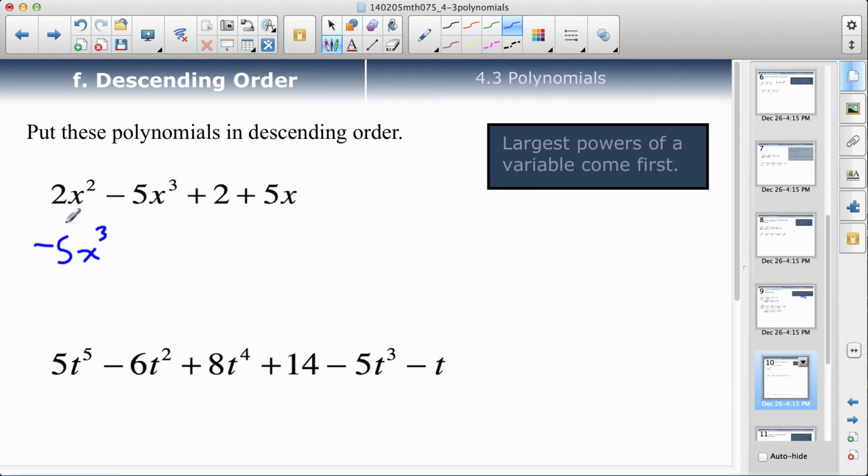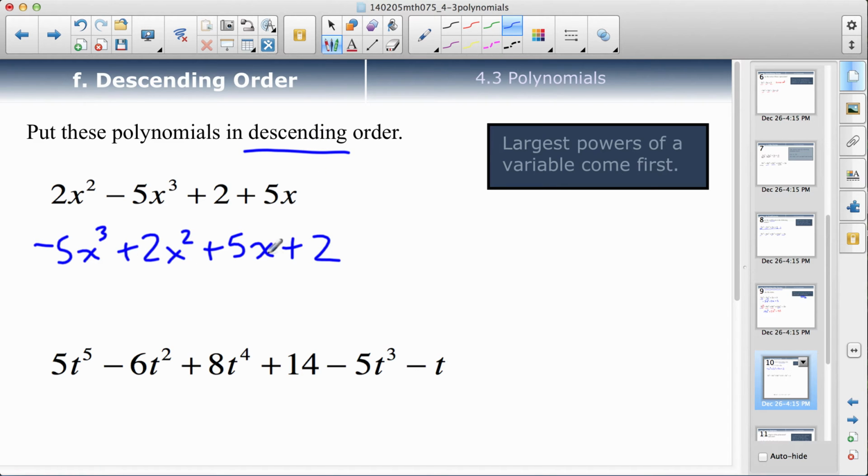So this one would go first, and then the 2x squared would come, positive 2x squared. Then this one would go, the 5x, and then the plus 2. So now that polynomial is written in descending order. I guess it's nice to do that. It's proper to write your polynomials in descending order.